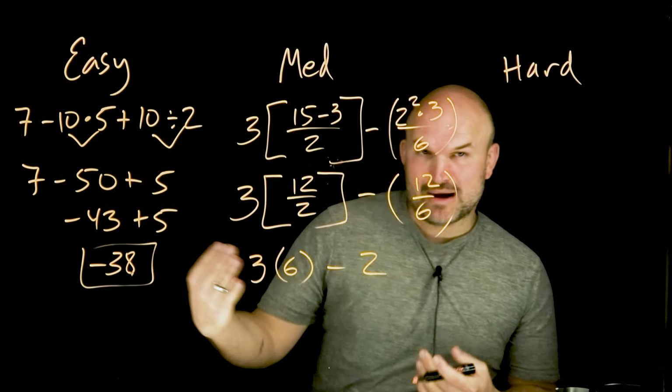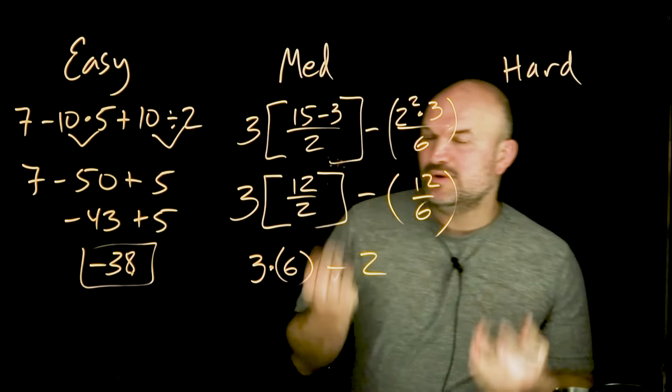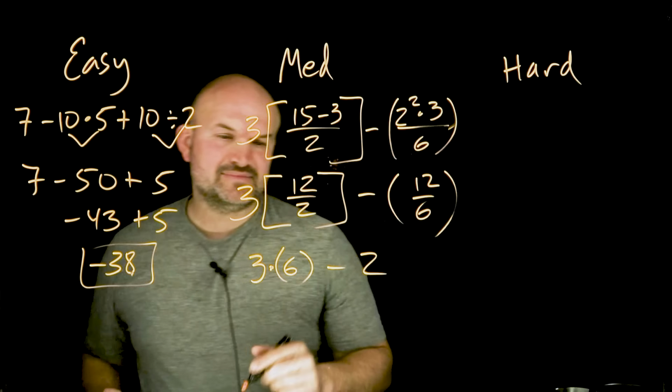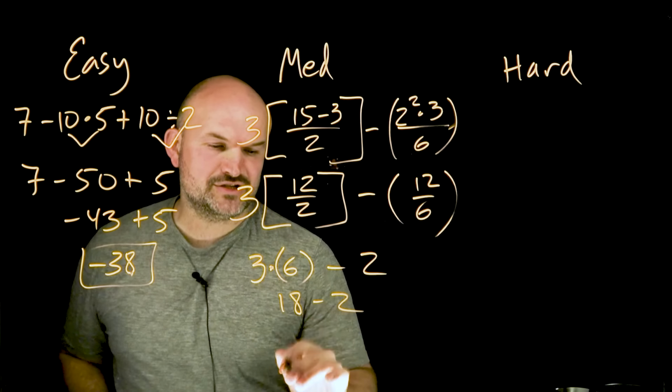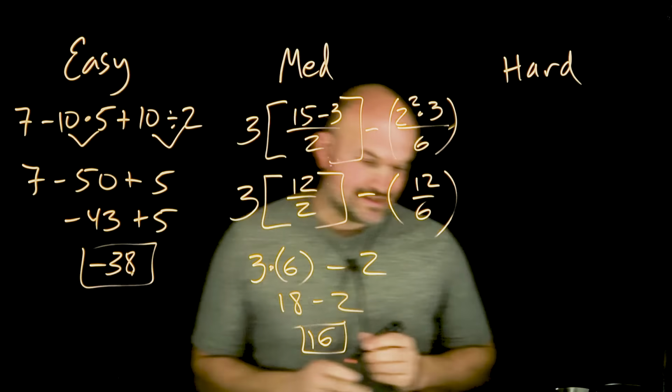Now again, I have 2 operations left. I have multiplication and subtraction. We know though, we have to do multiplication before we do subtraction. 3 times 6 is going to be an 18, and then minus 2, which is going to be a 16. All right, now let's get into the hard example.